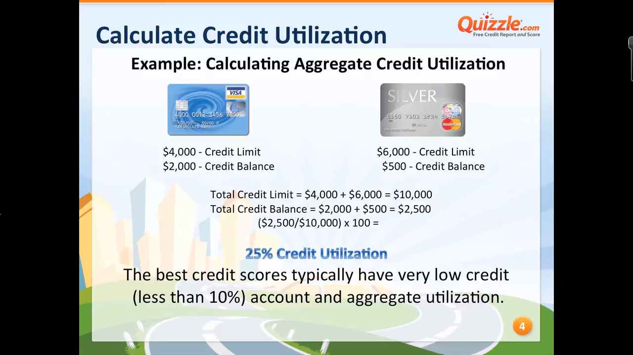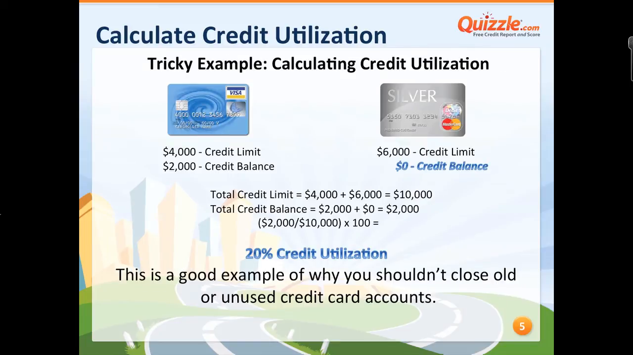of 25%. So again, to give you sort of a rule of thumb so that you know how you're doing, the very best credit scores on average have account and aggregate credit utilization percentages of somewhere less than 10%. However, these are evaluated in sort of a weighted way. So if you have 50% credit utilization and you're able to reduce that to 30%, that's certainly going to have a positive effect. And then if you take it from 30% to 10%, that's going to have even more positive effect. So ultimately what you're trying to do is improve that credit utilization by, of course, lowering it as low as possible.